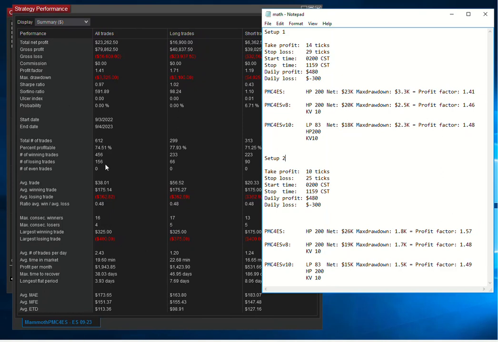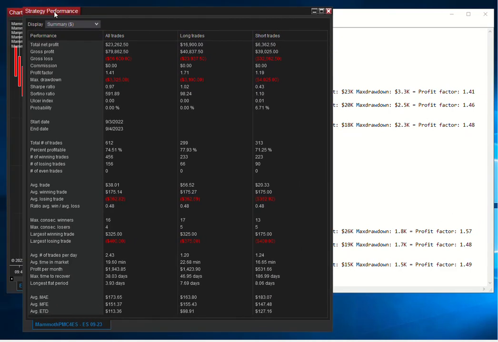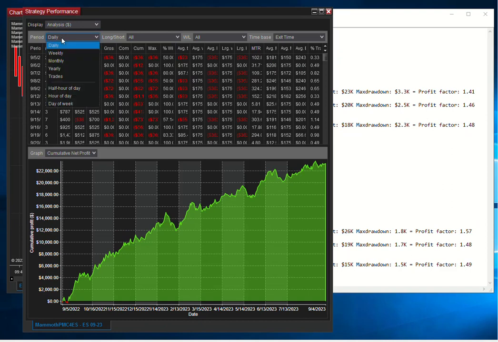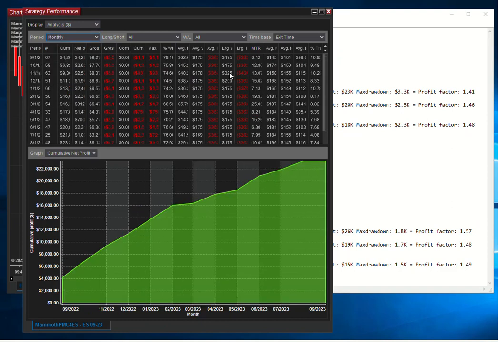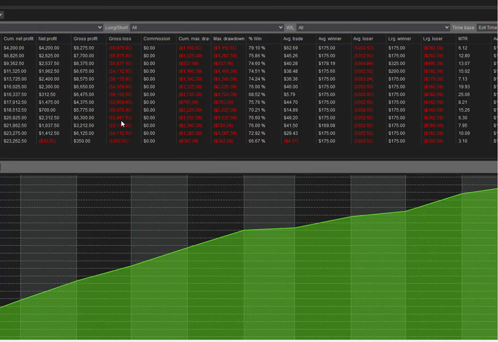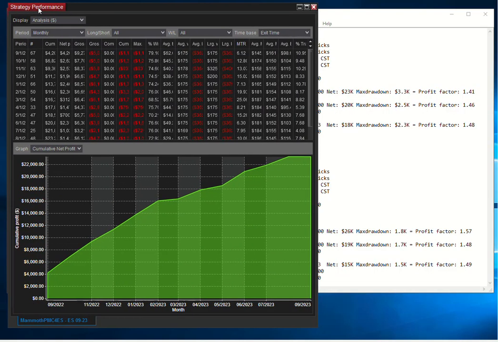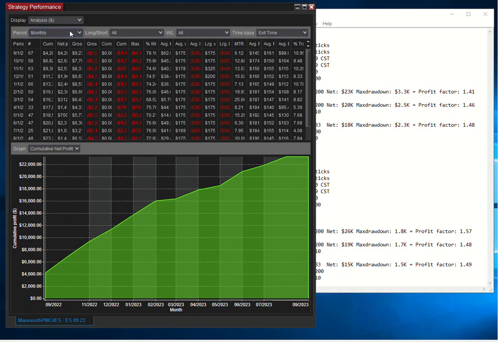So this is for ES. Now the reason I want to show you this graph is you can go to monthly, and you will see for the 4ES monthly. This graph is okay. We're good.